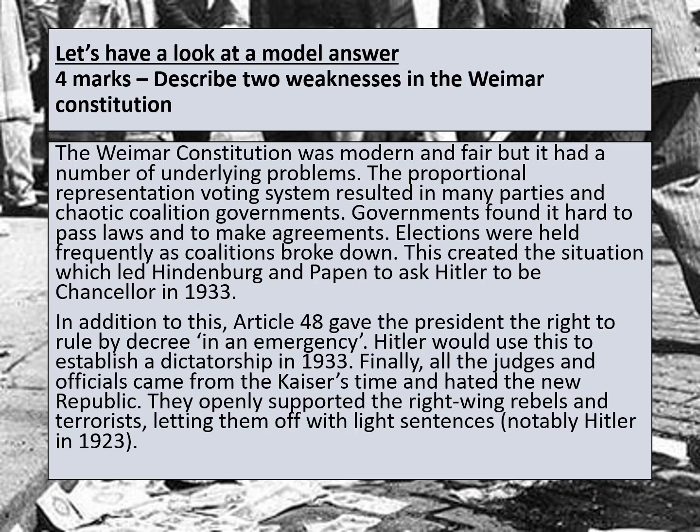In addition to this, Article 48 gave the President the right to rule by decree in an emergency. Hitler would use this to establish a dictatorship in 1933. And finally, all of the judges and officials came from the Kaiser's time, and they hated this new republic. They openly supported the right-wing rebels and terrorists, letting them off with light sentences, notably Hitler in 1923.